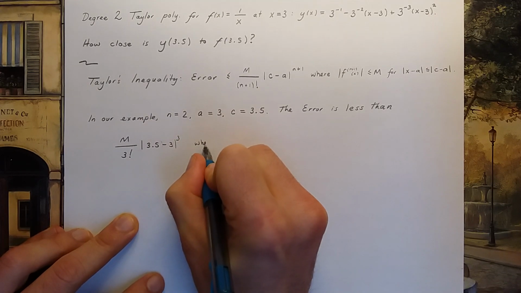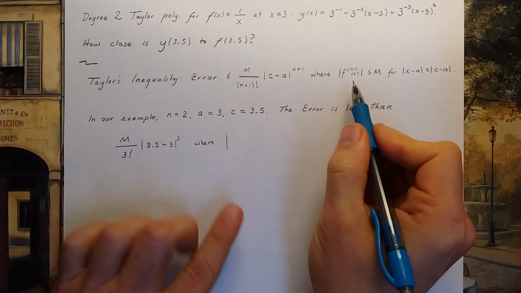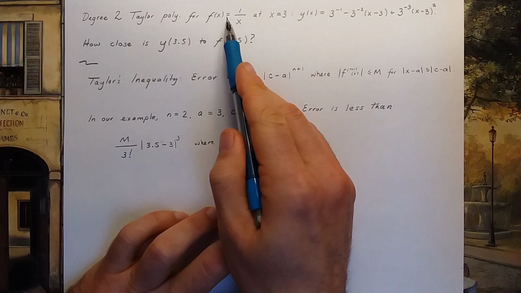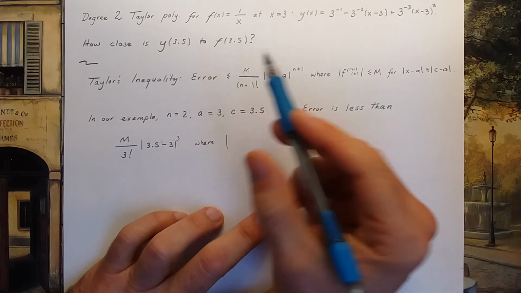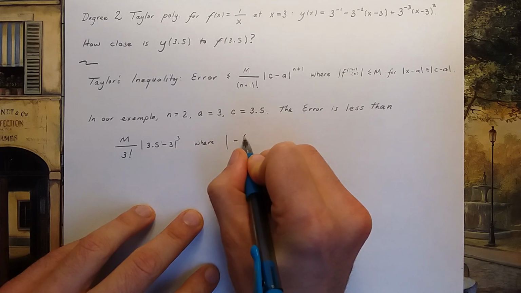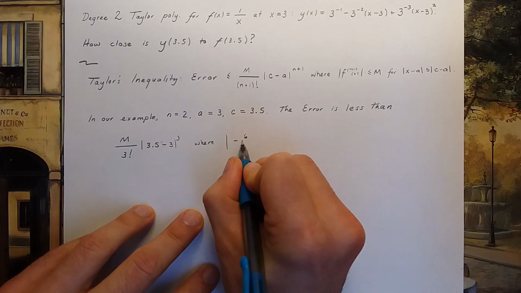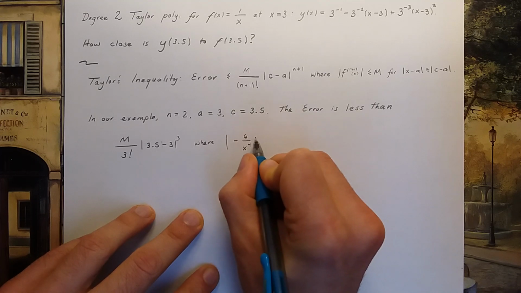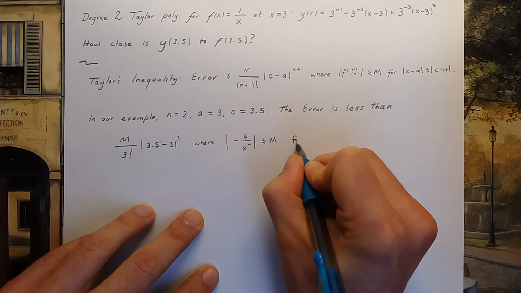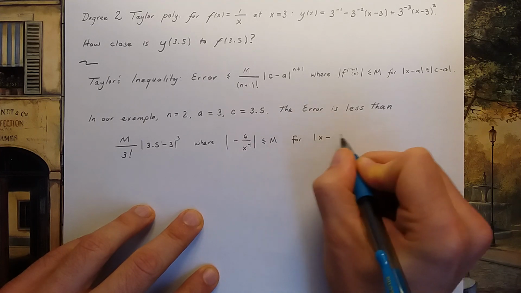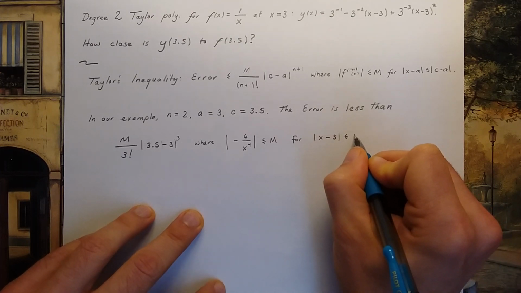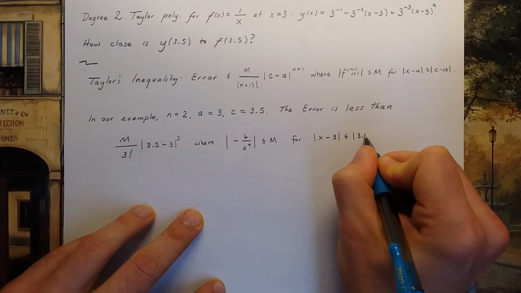where I have to write down the third derivative of my function. So my function is 1 over x. You could take 3 derivatives. I think we did it earlier, but if you take 3 derivatives, I feel like you're going to get negative 6 over x to the 4th. That has to be less than or equal to M, for values of x such that the absolute value of x minus 3 is less than or equal to 3.5 minus 3.